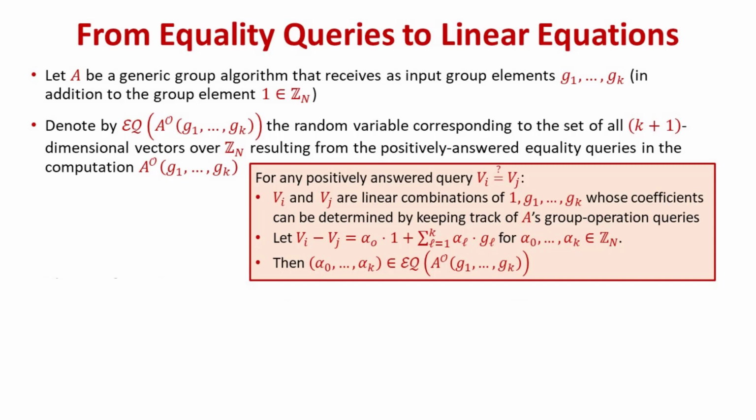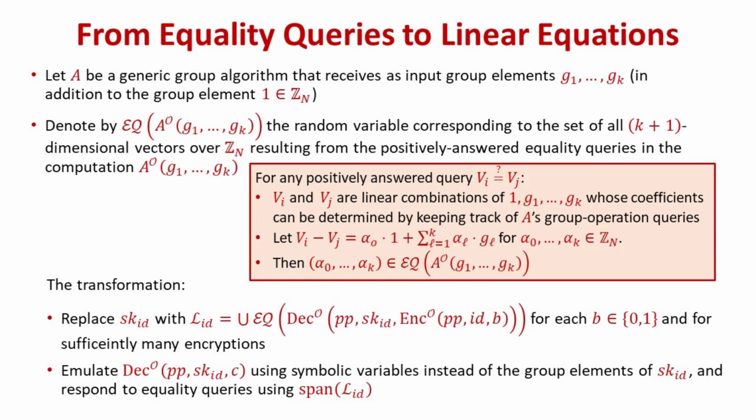More formally, for any equality query ij that was positively answered during the computation of A, we can write Vi and Vj, the corresponding elements at the table in positions i and j, as linear combinations of the elements 1 and G1 to Gk by keeping track of A's group operation queries. Therefore, we can express Vi minus Vj as a linear combination of these elements, and then we add the k plus 1 dimensional vector of their coefficients to the set.